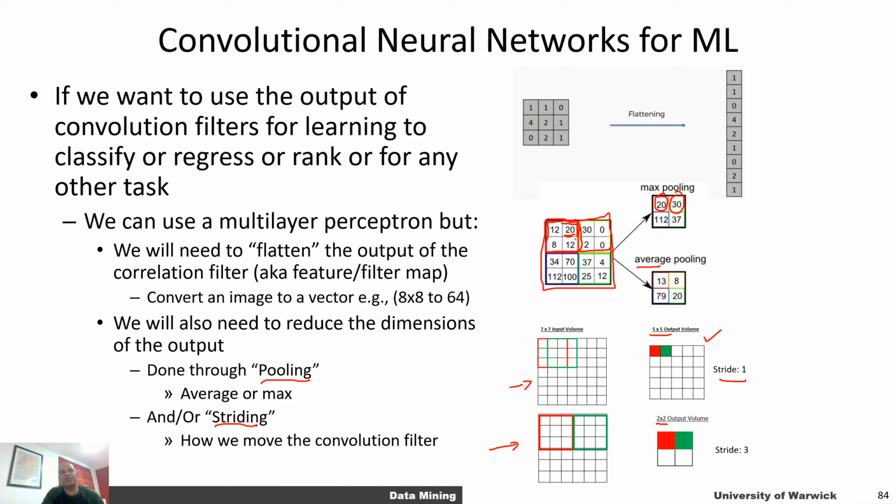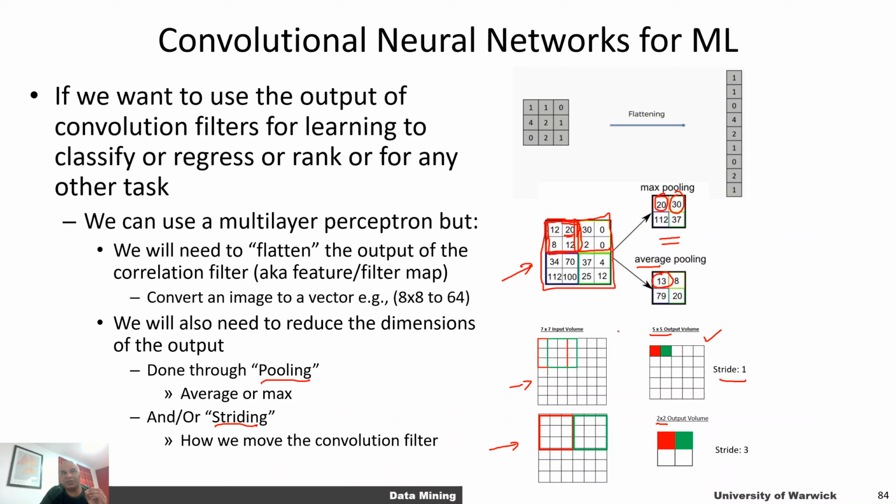Or we can do averaging as well. We take an average of this, and that average is going to come to 13. But notice that we have been able to reduce the size of this output into a much smaller size, which can then be fed into the multilayer perceptron portion of our convolution neural network.